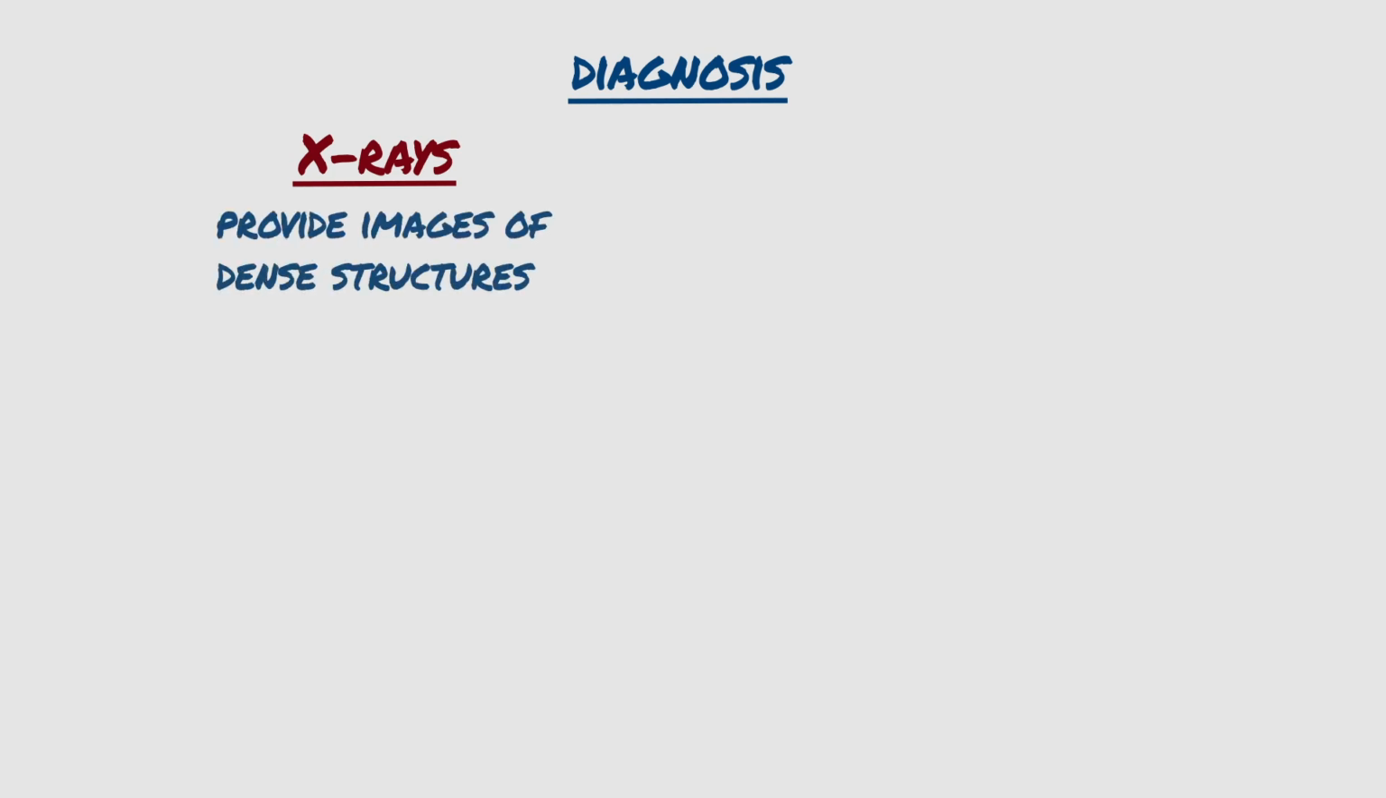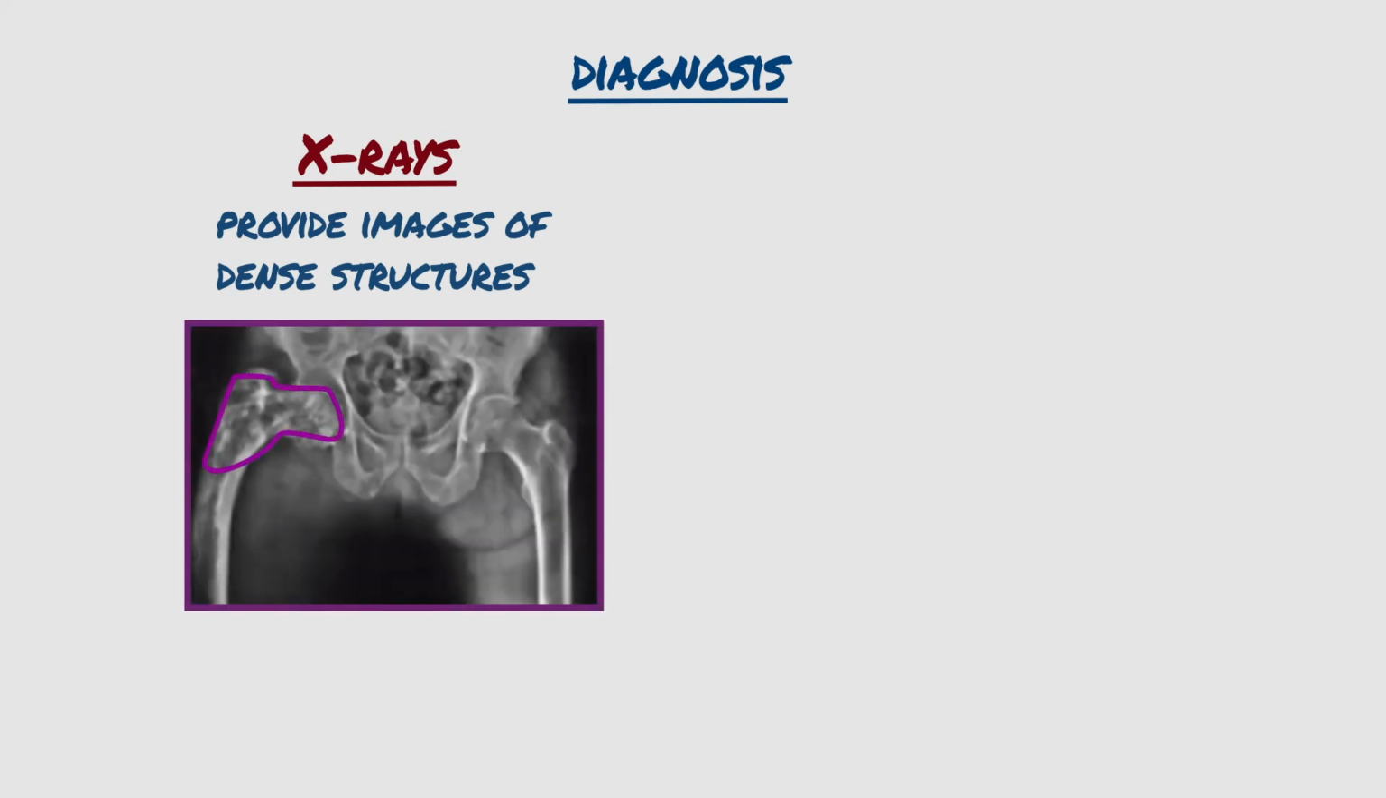In many cases, Paget's disease is discovered incidentally when X-rays are taken or blood work is performed for some other reason. If this occurs, your doctor will perform a physical examination and order a number of tests like X-rays to confirm the diagnosis. X-rays provide images of dense structures, such as bone. Thus, Paget's disease can usually be diagnosed by looking at an X-ray. A bone affected by Paget's usually appears larger and denser than a normal bone. It may also have a deformed shape.